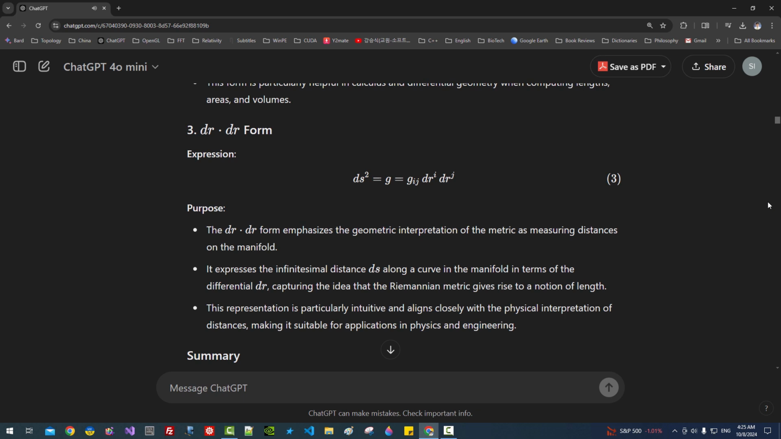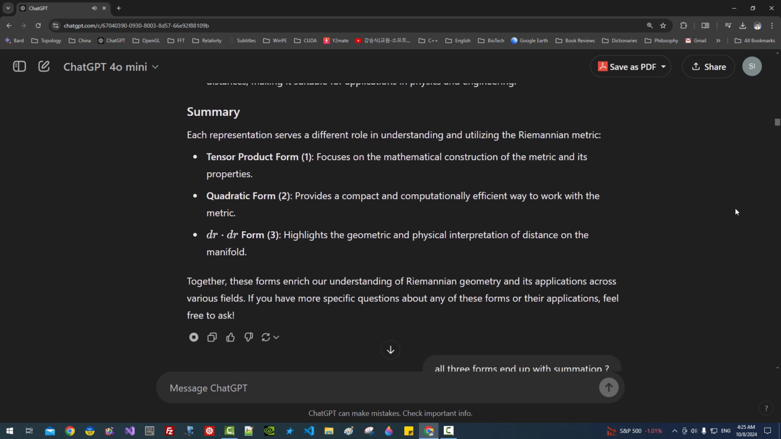Summary. Each representation serves a different role in understanding and utilizing the Riemannian metric. Tensor product form, 1, focuses on the mathematical construction of the metric and its properties. Quadratic form, 2, provides a compact and computationally efficient way to work with the metric. The dr dot dr form, 3, highlights the geometric and physical interpretation of distance on the manifold. Together, these forms enrich our understanding of Riemannian geometry and its applications across various fields. If you have more specific questions about any of these forms or their applications, feel free to ask.